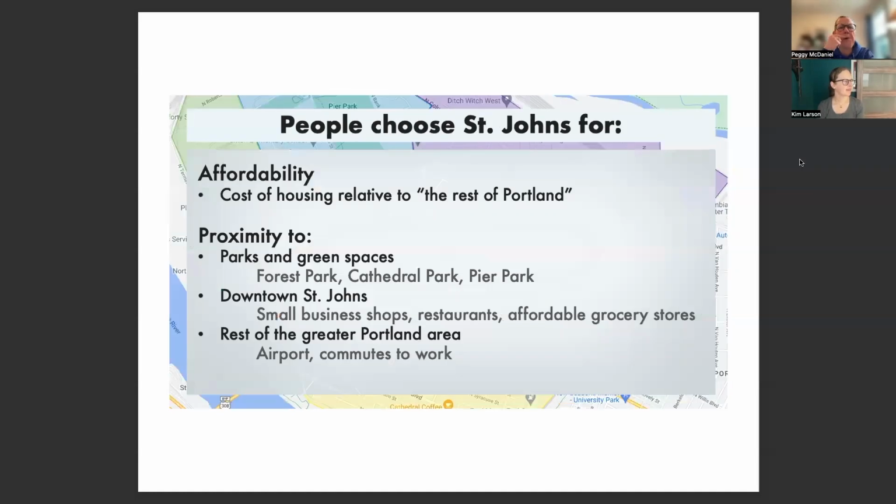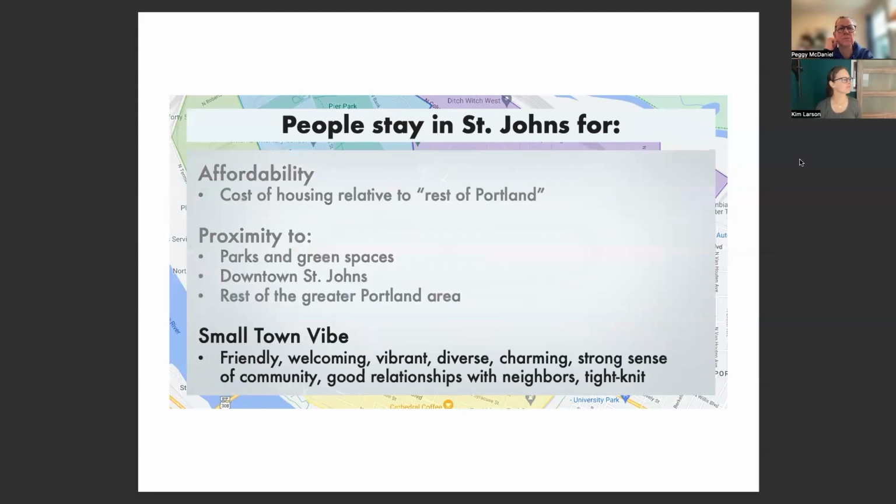And then, so people, this is the, why did you choose St. John's? For us, it was affordability and proximity to different things. So we could talk about that. Affordability is huge across all neighborhoods, and how they define affordability is really interesting. And then St. John's also had the small town vibe. We like not having a Target. We like not having these big box stores.